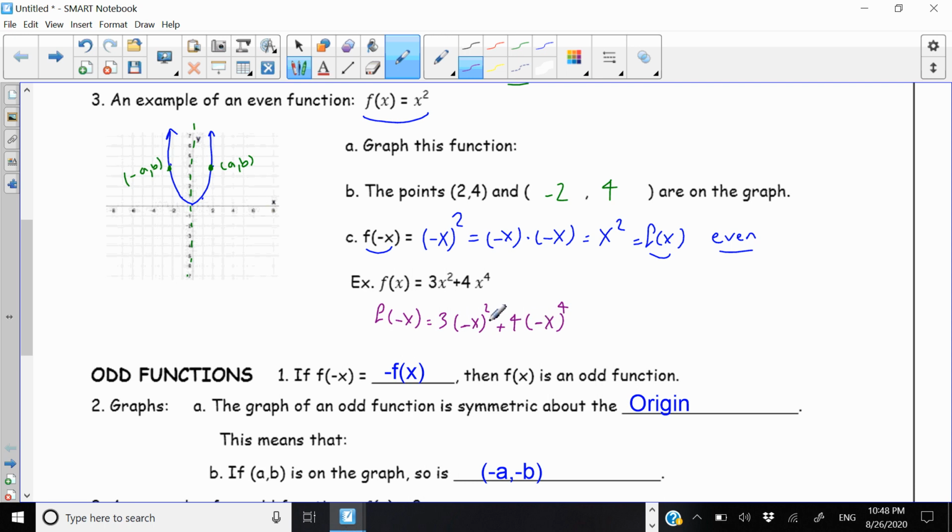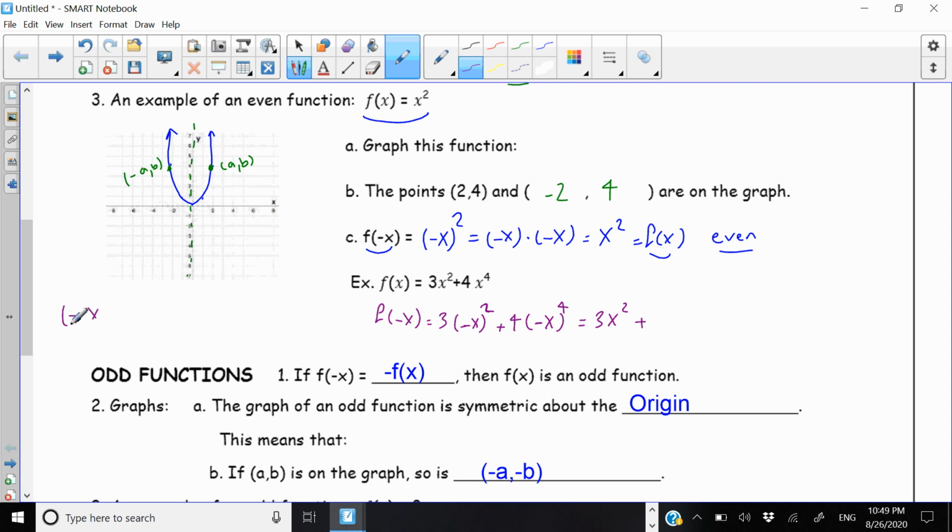I put the parentheses here to emphasize that this negative x is going to be raised to the power of 2, or negative x to the power of 4. Now, negative x to the power of 2, as we just said, is just x to the power of 2. So this will be 3x to 2. And here, negative x to the power of 4 also is going to be x to the 4.